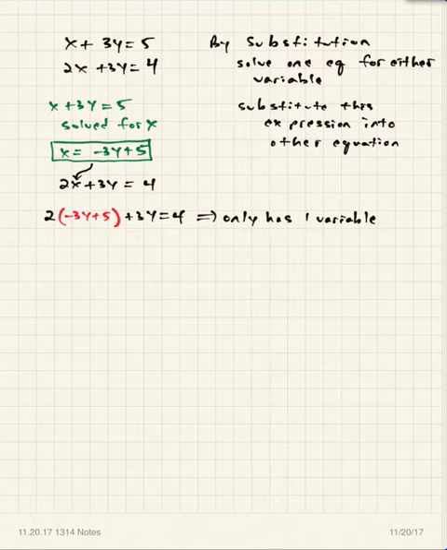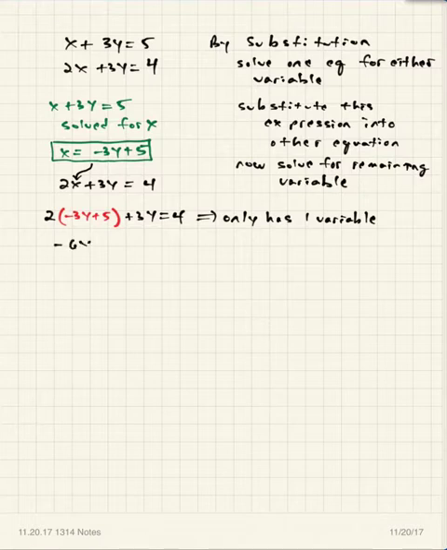So now you solve for y. Solve for the remaining variable. Okay, so when we solve for the remaining variable, in this case we're solving for y. Easy enough, it's a linear equation.